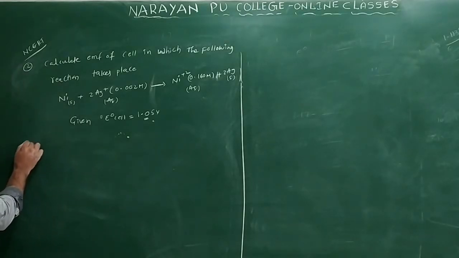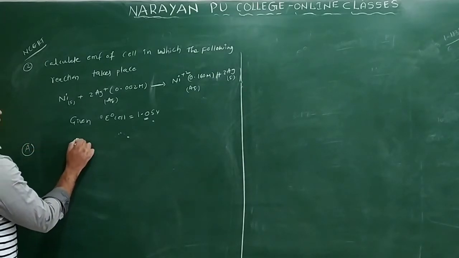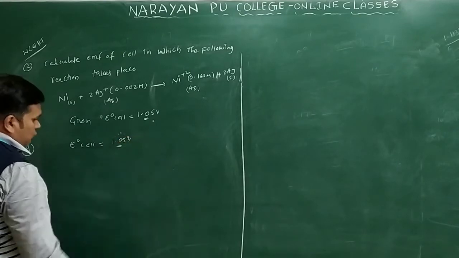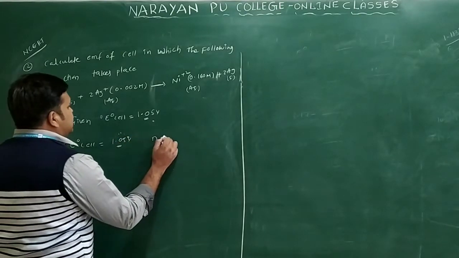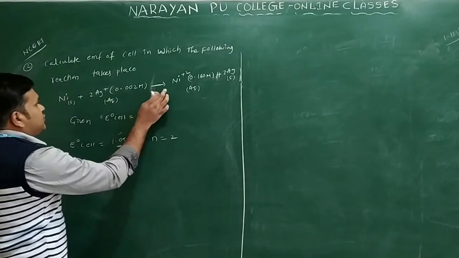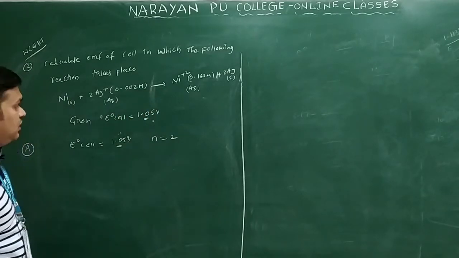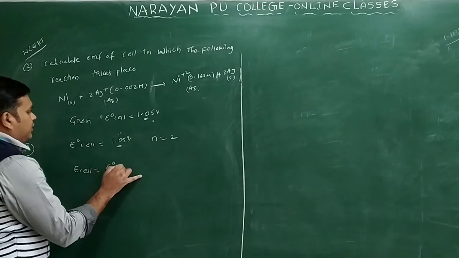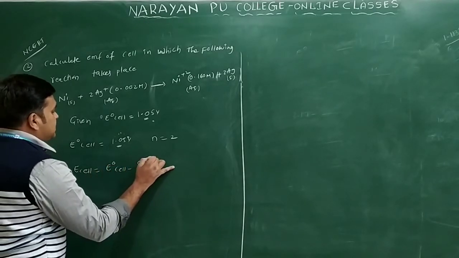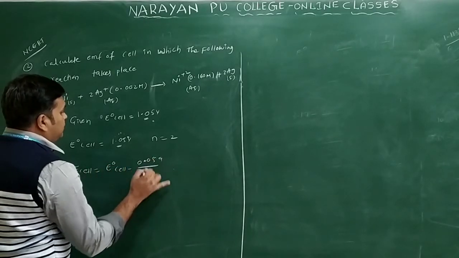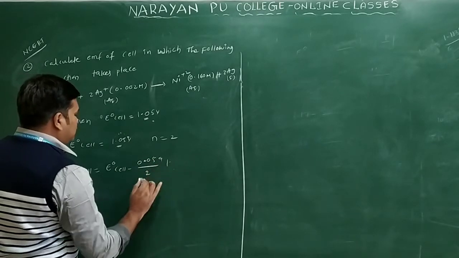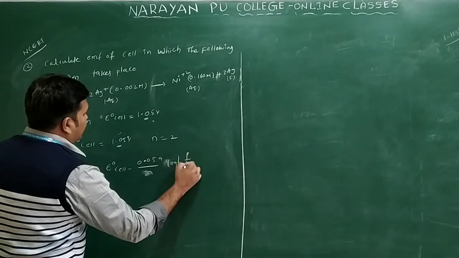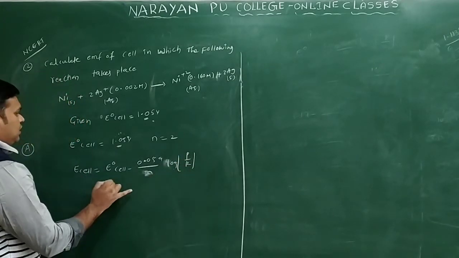Now if you want to solve this question, we can write what information is given. E naught cell is equal to 1.05 volts only, clear? And in this case I will write the n value: because Ni gives rise to Ni2+, we have 2 electrons changing there. What is the formula we have? E cell is equal to E naught cell minus 0.059 by 2, or you can say by n, into log of concentration of the products by the reactants only. E naught cell is given.